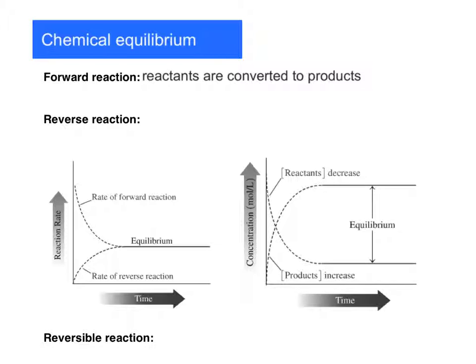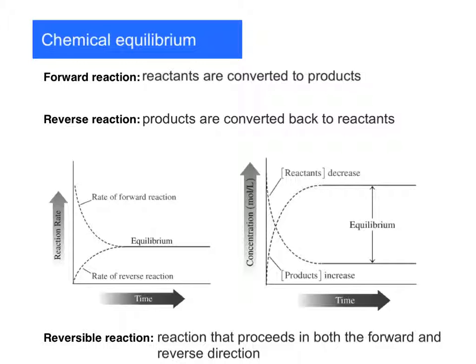And that has worked really well for us so far, but it turns out that sometimes reactions can also go backwards. The reverse reaction is when products are converted back to reactants, and this is what we call a reversible reaction. It's a reaction that can or does go both forward and reverse. What this looks like in terms of the rate and the concentrations is shown here in these figures.